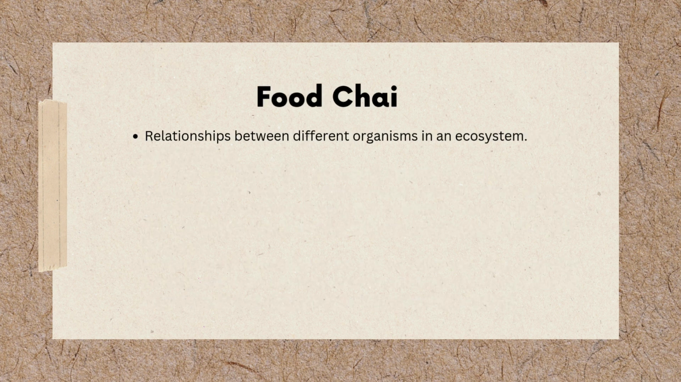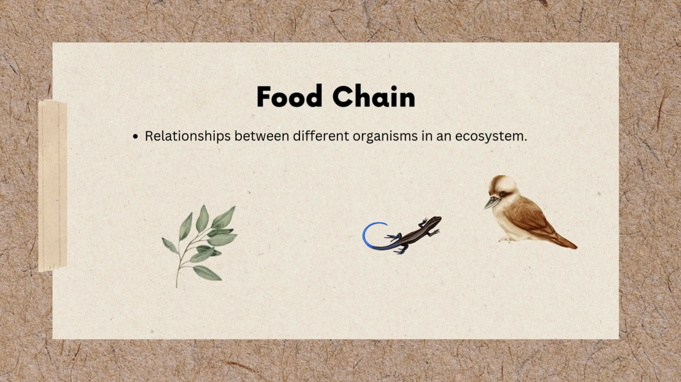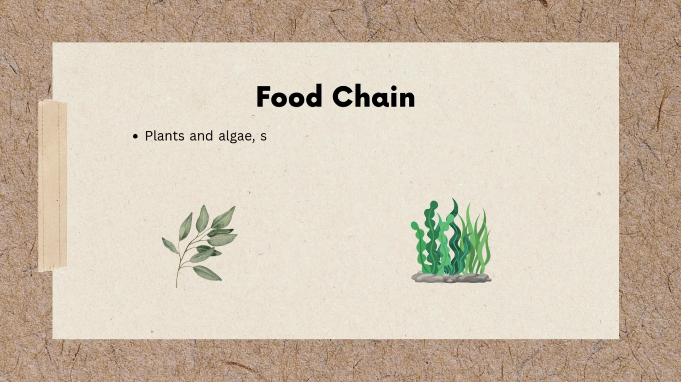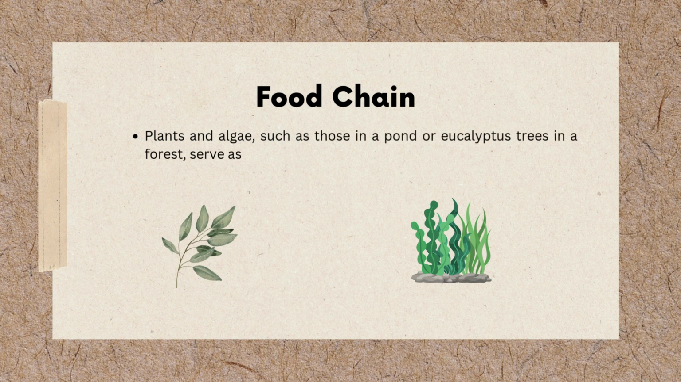A food chain illustrates the relationships between different organisms in an ecosystem. For example, in a eucalyptus tree, a kookaburra feeds on a skink, which in turn eats insects that consume eucalyptus leaves. Plants and algae, such as those in a pond or eucalyptus trees in a forest, serve as the foundational link in the food chain.